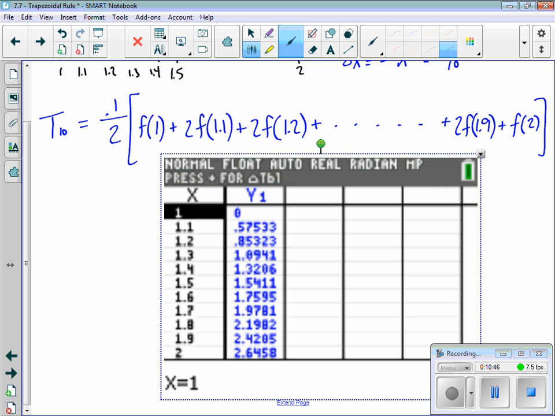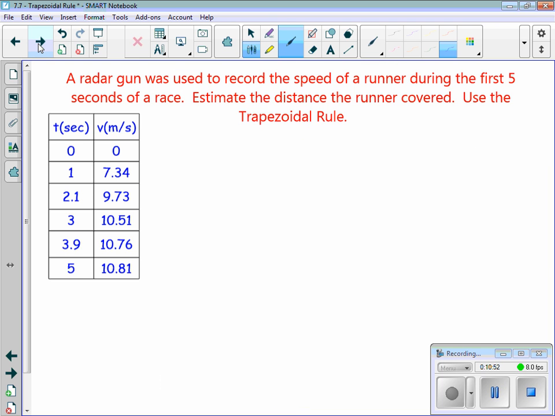Okay, so let's move to the next one. I think the answer is like 1.506, but let's go to the back one because this one's more AP-like than any of those other ones, I would say.